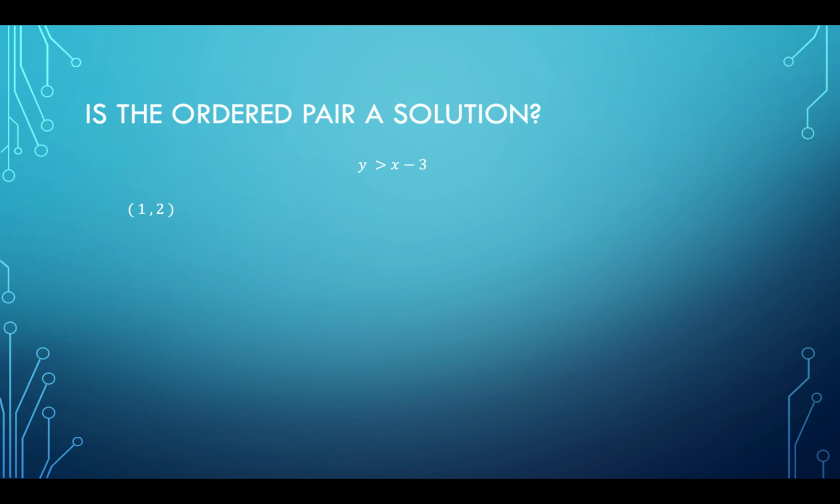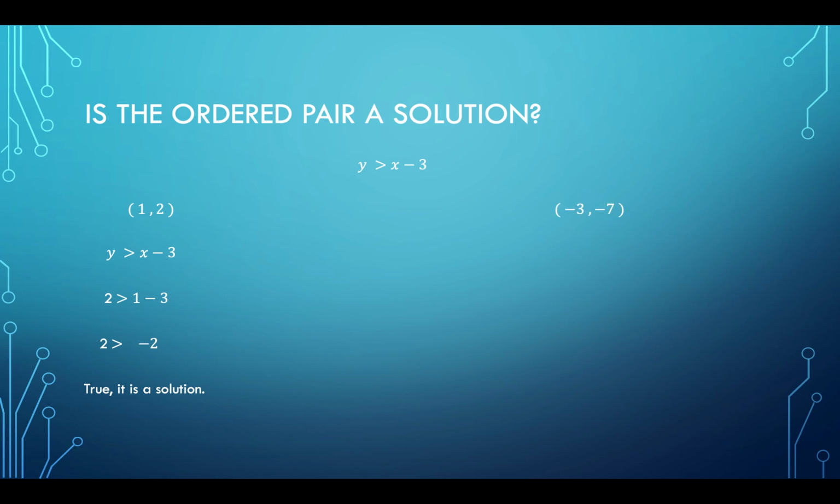So what we go ahead and do is we plug in these numbers for x and y. So I rewrite the equation. So then I go ahead and plug in: 2 is greater than 1 minus 3. And then when we simplify 1 minus 3, we get -2. And then we're left with 2 is greater than -2. Is 2 greater than -2? Yes. It's true, so it is a solution.